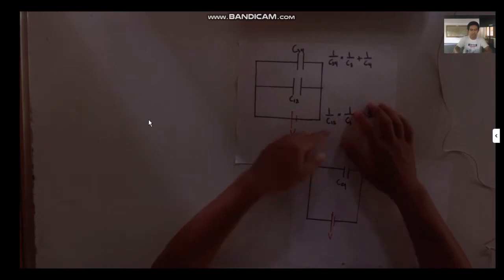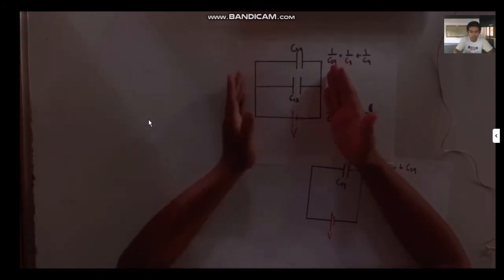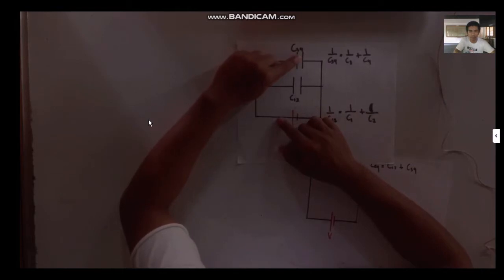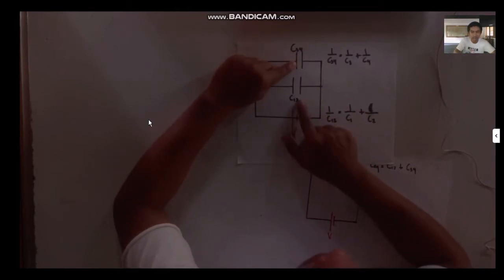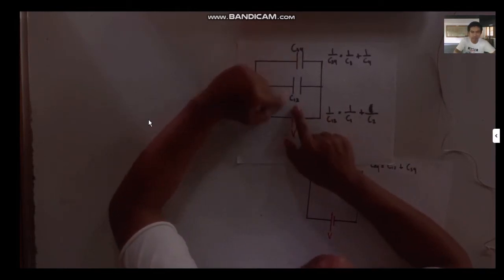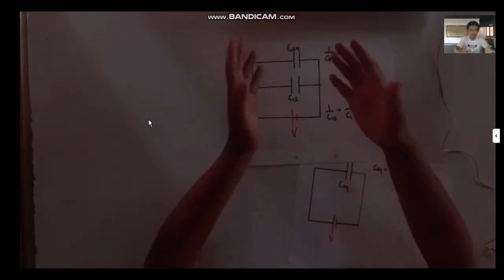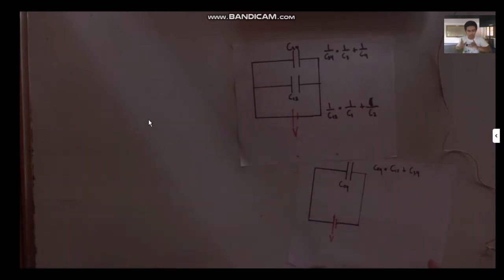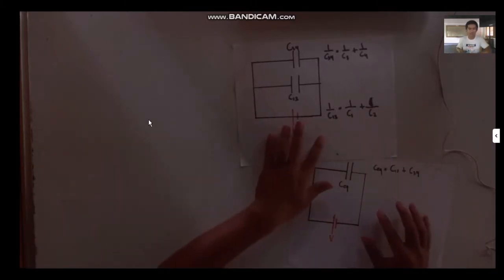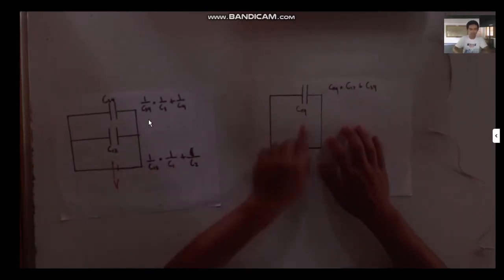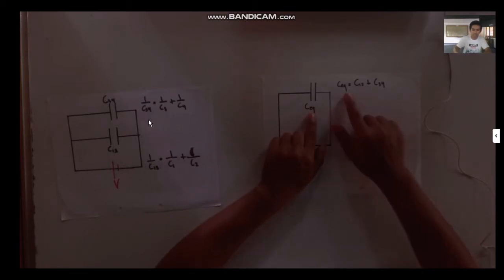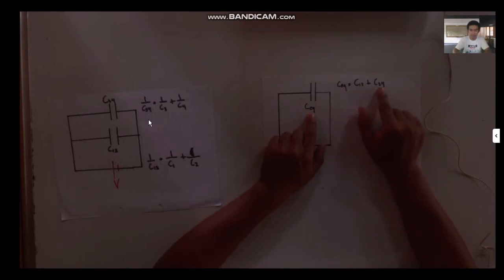Okay? But we can still simplify this circuit into one, since the combination of capacitor 3 and 4 is parallel to the combination of capacitor 1 and 2. So we can still redraw this circuit into the most simplified circuit, CEQ. CEQ means this is the combination of C12 and C34.